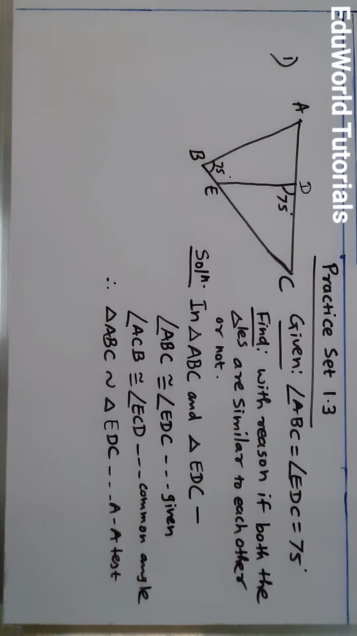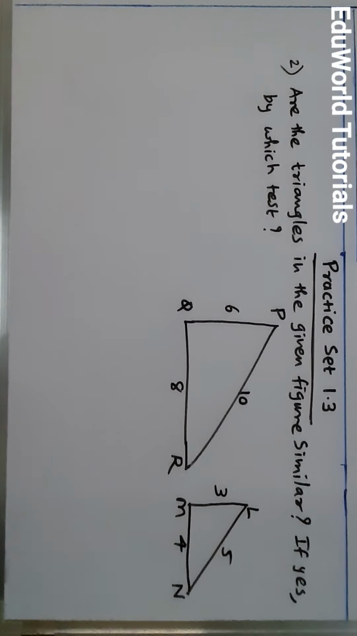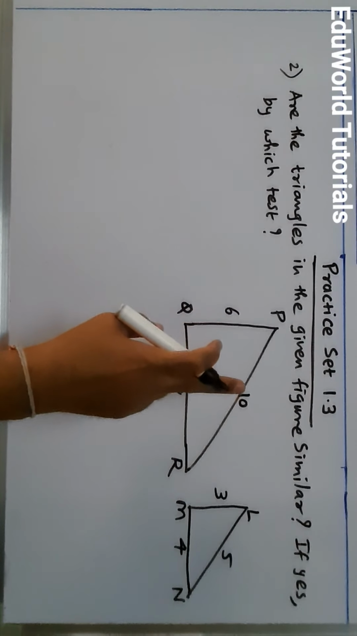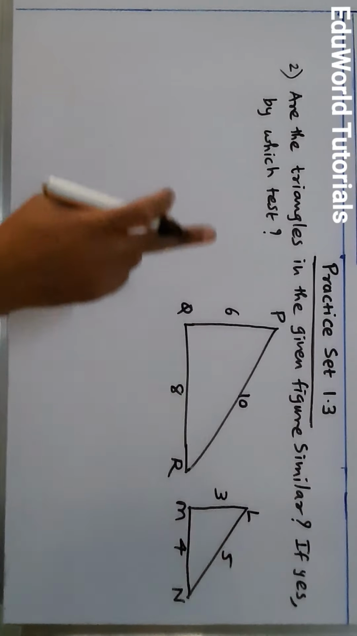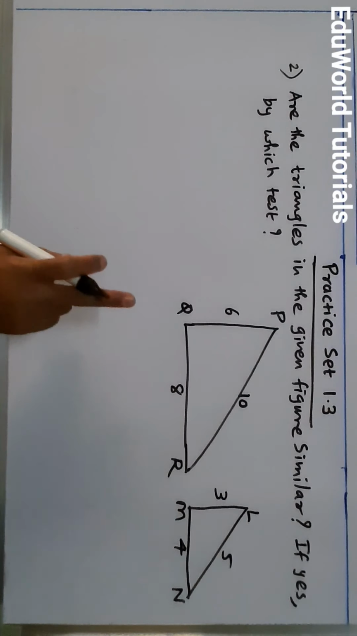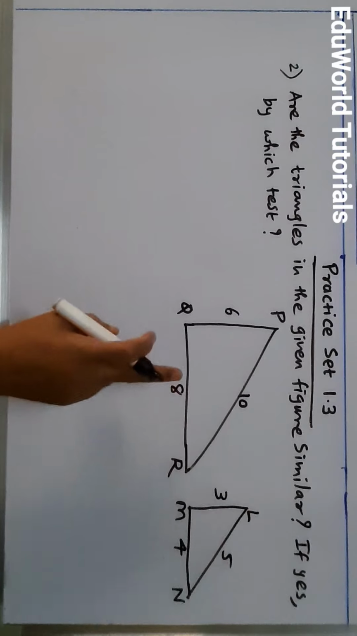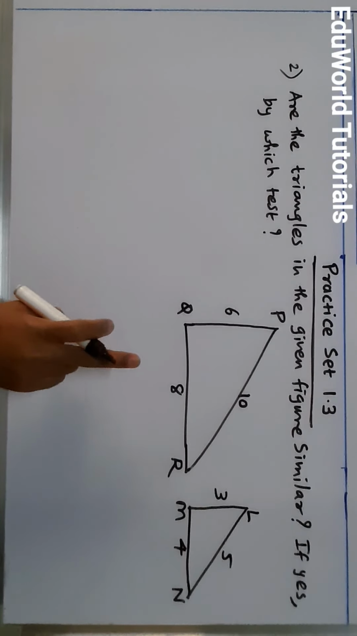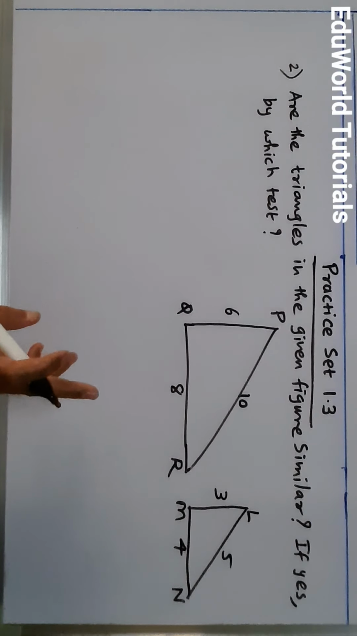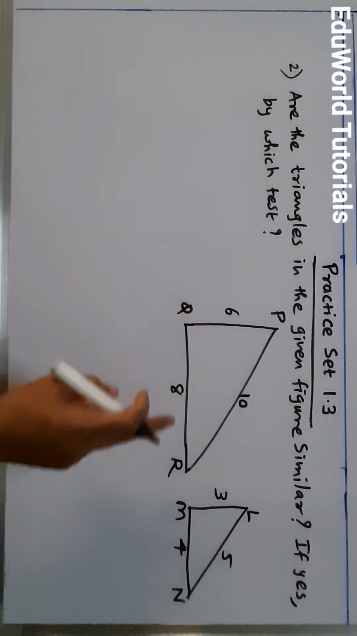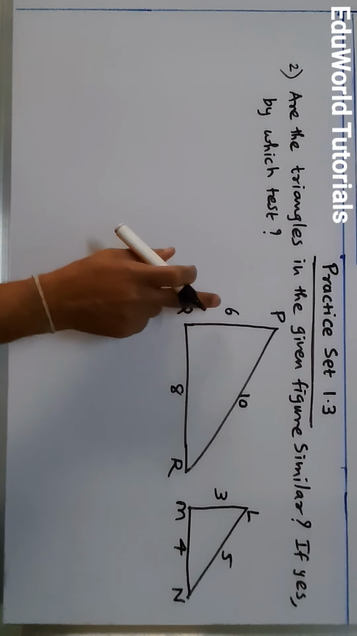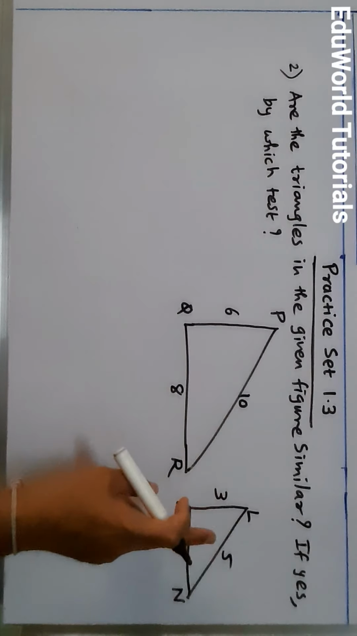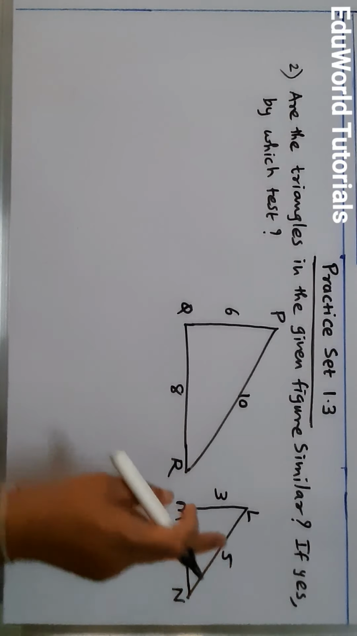Now we go to solve the second sum. So students, in the second sum, they have asked us the question: are the triangles in the given figure similar? If yes, by which test? If you remember properly, I had given such a diagram to explain the side test. Now you can see that a similar figure is there. Here in triangle PQR, the three sides are given of length 6, 8 and 10 units, and in the smaller triangle LMN, the three corresponding sides are given as 3, 4 and 5 units.